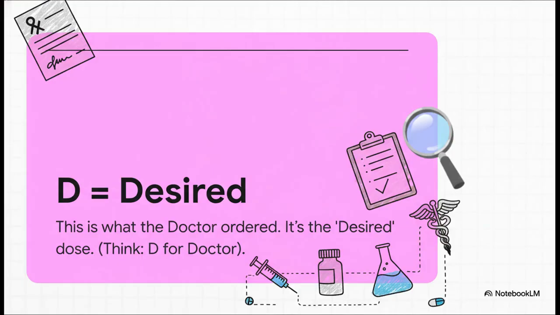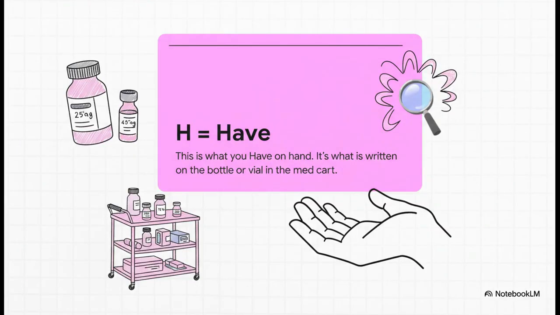Okay, first up, we've got D. This stands for desired, and it's exactly what it sounds like. It's the dose that the doctor has ordered for the patient. A really great way to remember this is D is for doctor's order. It's the amount you want to give. Next up, H. H is for have. This is the strength of the medication you physically have in your hand. You're going to find this information printed right there on the vial or on the bottle you pull from the med cart. It's what you have to work with.